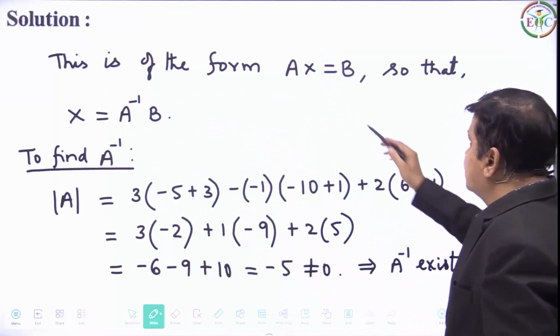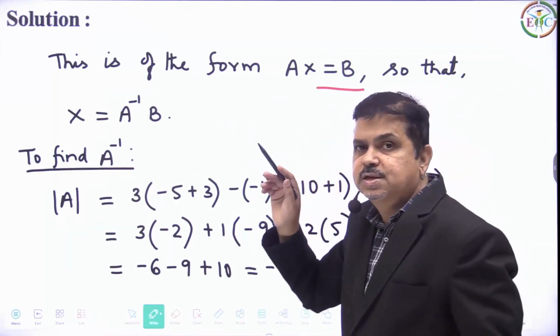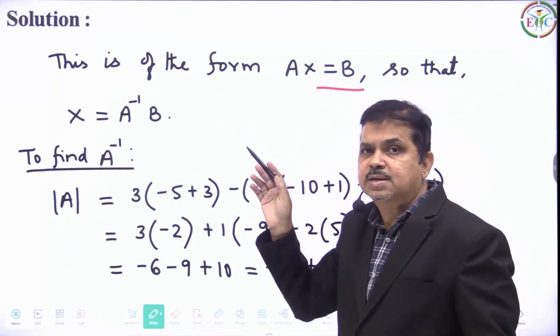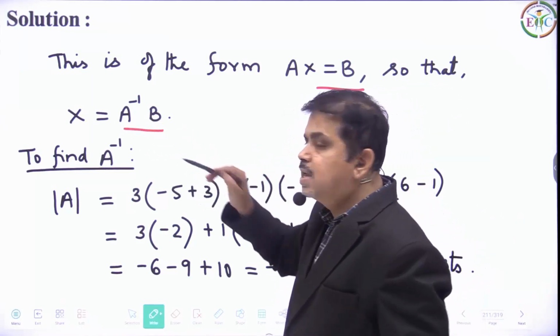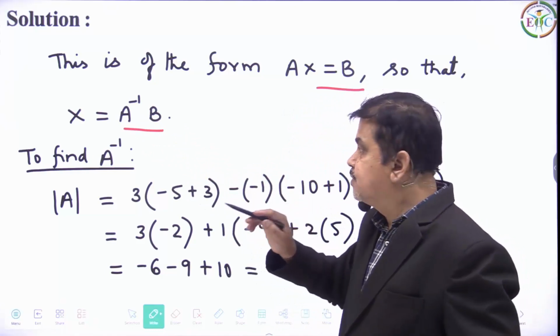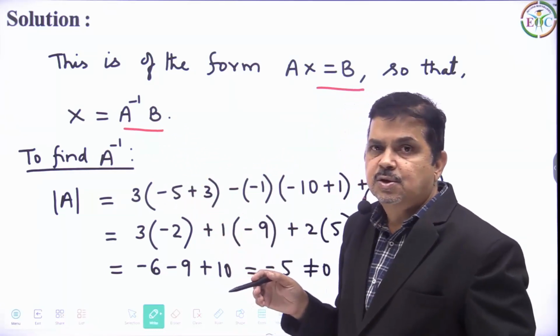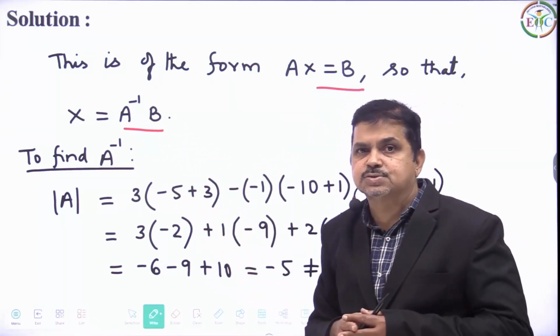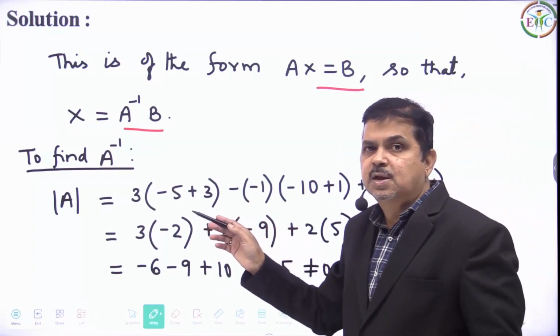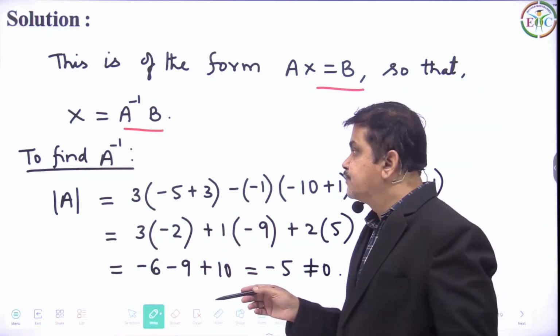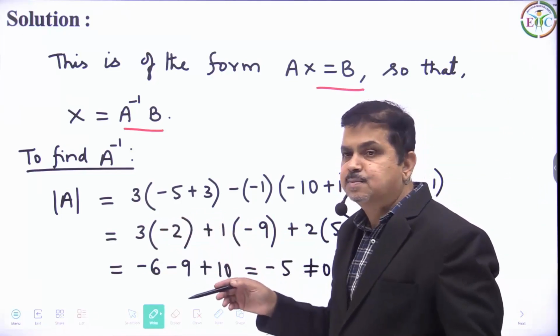Now we have the form AX equals B, so that X equals A inverse B. So we have to find A inverse. In order to find A inverse, we have to find the A determinant and then the adjoint of A. First let us find the A determinant.